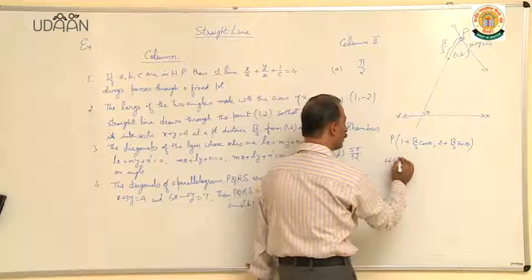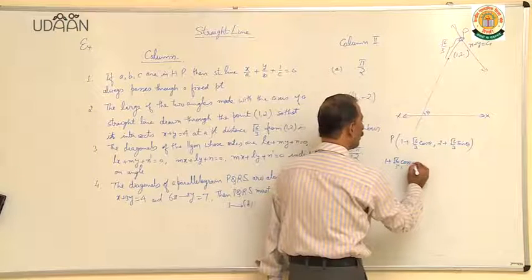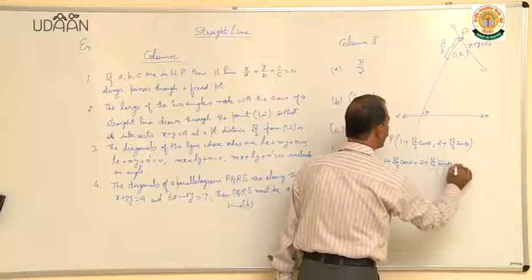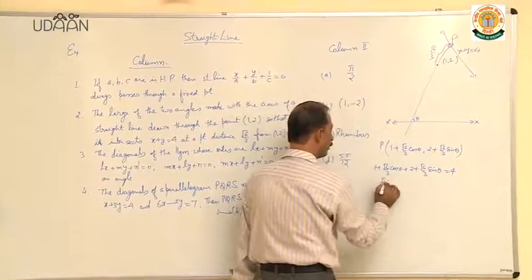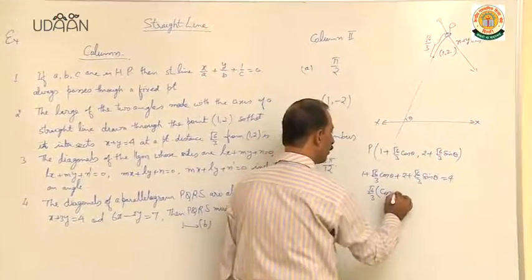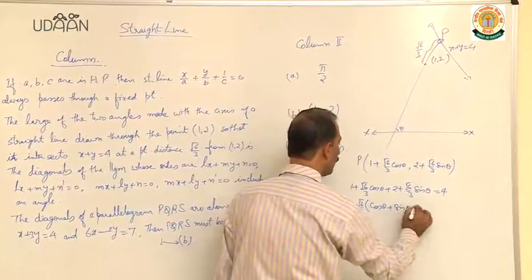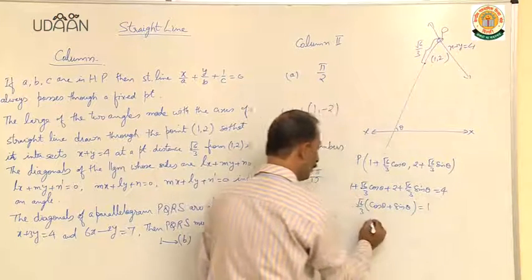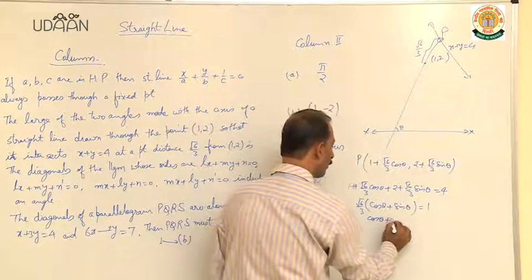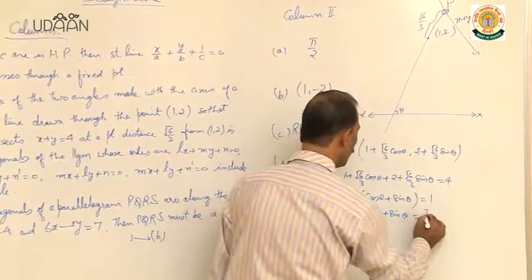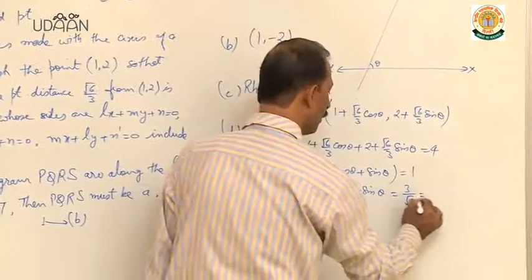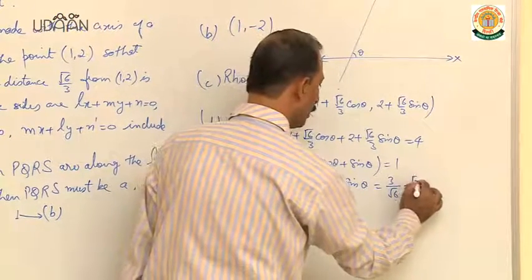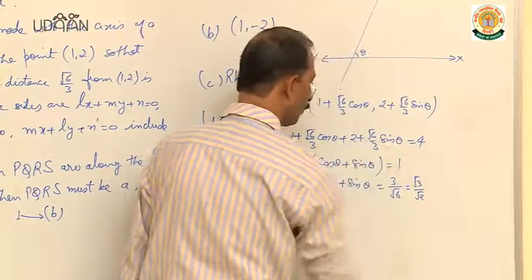You will get (1 plus root 6 upon 3 cos theta) plus (2 plus root 6 upon 3 sin theta) is equal to 4. Or root 6 upon 3 you can take common, cos theta plus sin theta. Transfer 1 plus 2 to the other side, you will get 4 minus 3, that is 1. So the value of cos theta plus sin theta is 3 upon root 6. If you do the cancellation, you will get root 3 upon root 2.